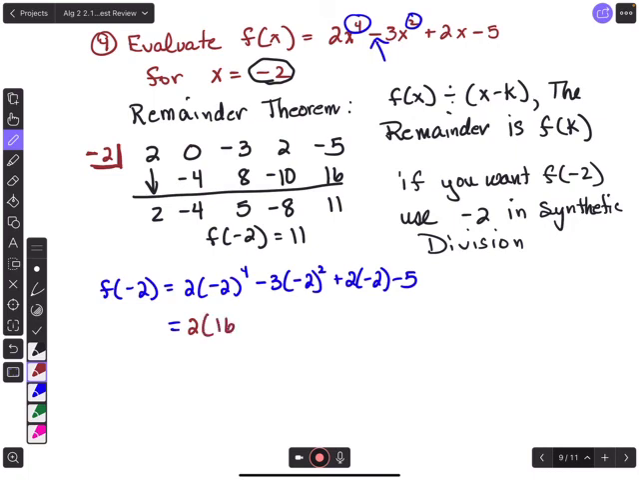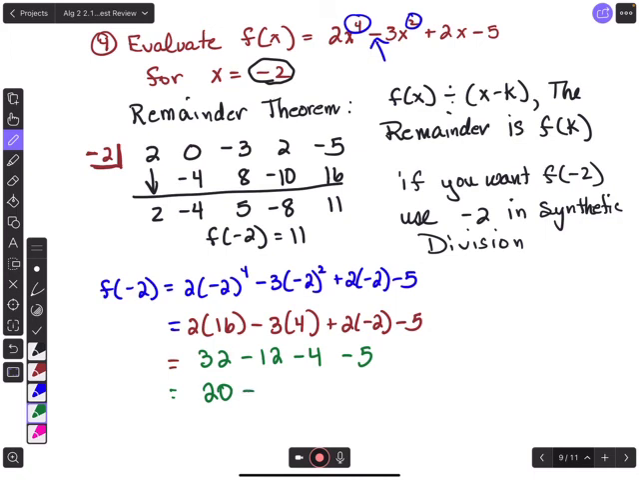It's going to be a positive 16. And it'll be negative 3 times a positive 4, and plus 2 times negative 2 minus 5. That's 32 minus 12 minus 4 minus 5. 32 minus 12 is 20, minus 4 minus 5. That's 16 minus 5, and that is 11. So it does check. I was going too fast because I thought I knew the answer already. It had to come out to 11.